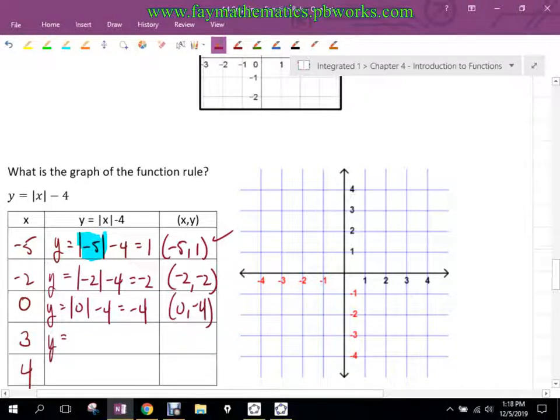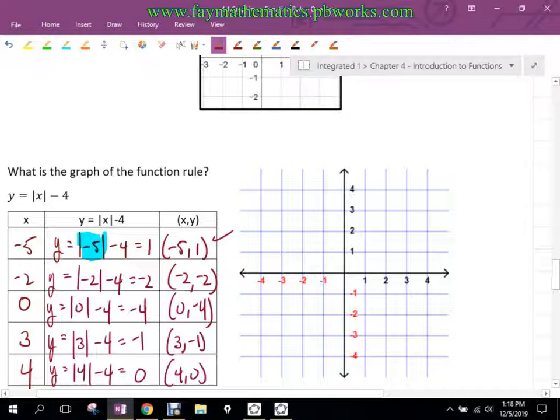Y equals, okay, let's go absolute value of 3. What's absolute value of 3? 3. Make sure it doesn't change the sign. It just makes it always positive, right? So it doesn't make it the opposite. It always keeps it positive. So absolute value of 3 is 3. Minus 4 is negative 1. So I've got 3, negative 1. And now what's absolute value of 4? 4 minus 4, 0. So I've got 4, comma 0. So now let's plot those points.